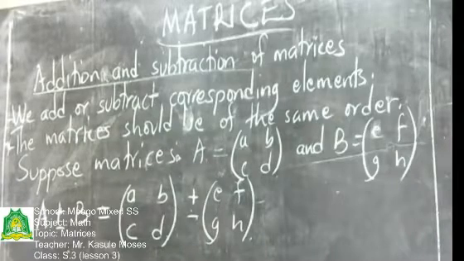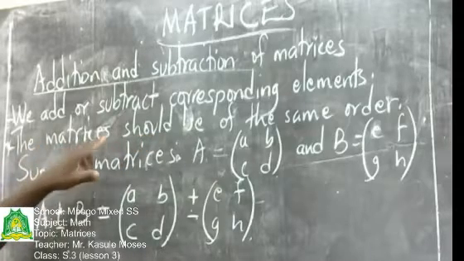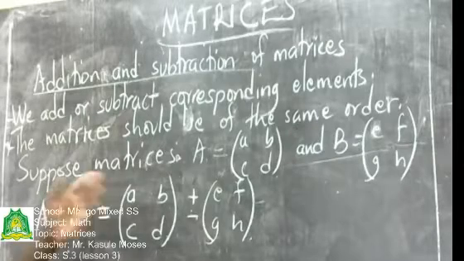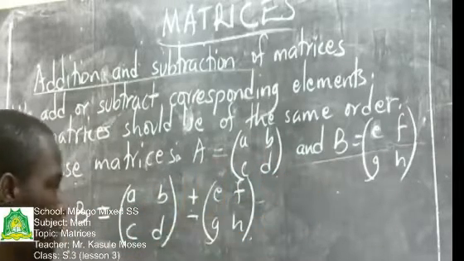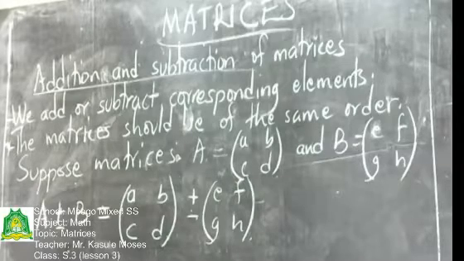So addition and subtraction of matrices, we are saying we add or subtract corresponding elements. Those matrices that we add or subtract should have the same order. So suppose I have my matrices A and B right there. If I add or subtract those matrices, I need to add or subtract corresponding elements.